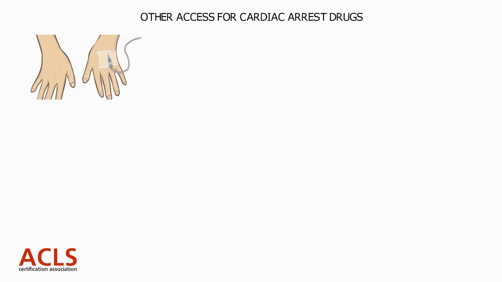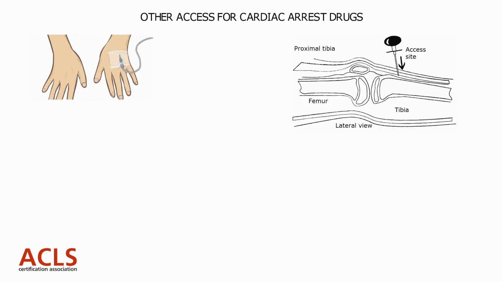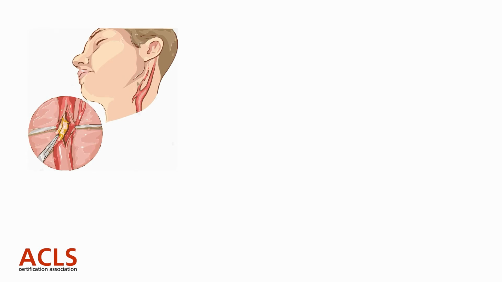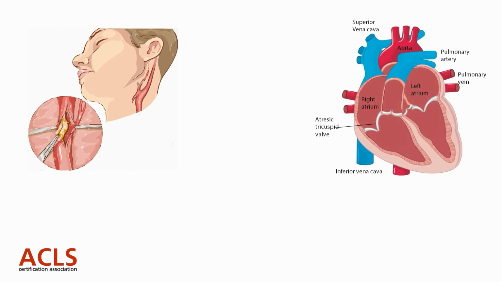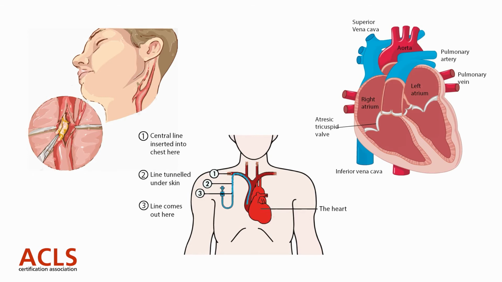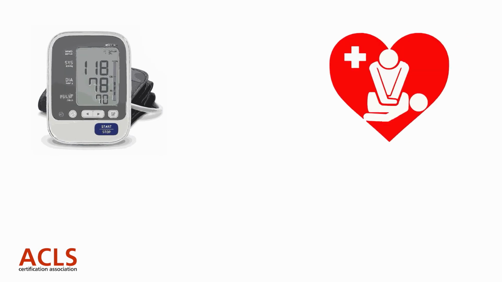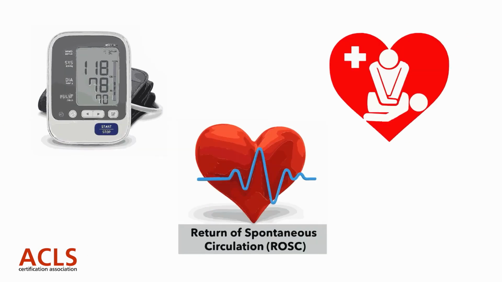Other access for cardiac arrest drugs. If intravenous or intraosseous access cannot be established, the next step is central venous catheterization. Central venous catheterization directly delivers the drug to the central circulation after gaining access through the subclavian or internal jugular veins that extend inferiorly towards the superior vena cava. The central line can also be a conduit for physiologic monitoring, such as central venous oxygen saturation and central pulse pressure to assess the quality of CPR. These are also used to predict ROSC.